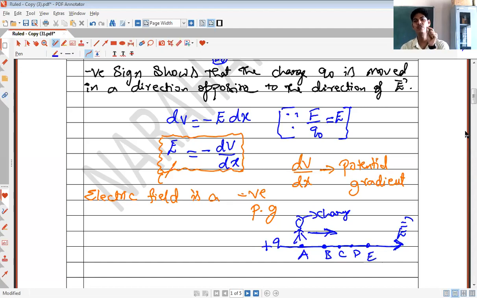So if a charge is moved in the direction of the electric field, the potential is going to decrease. That's the significance of the negative sign. The negative sign shows that electric potential decreases in the direction of the electric field. If you are walking in the direction of the electric field, the potential is going to decrease.